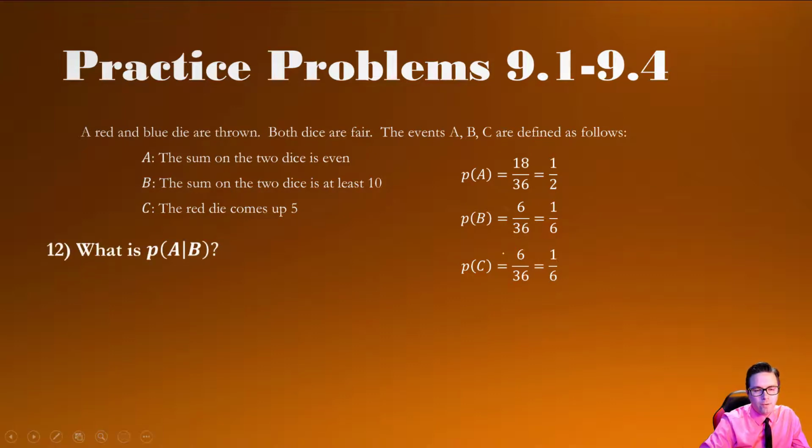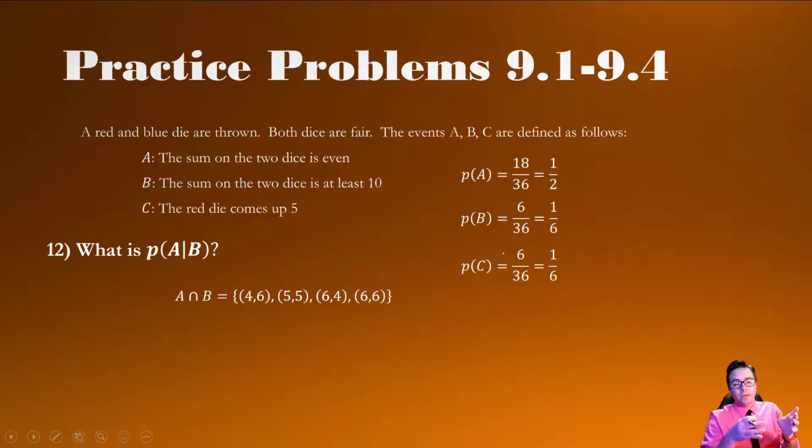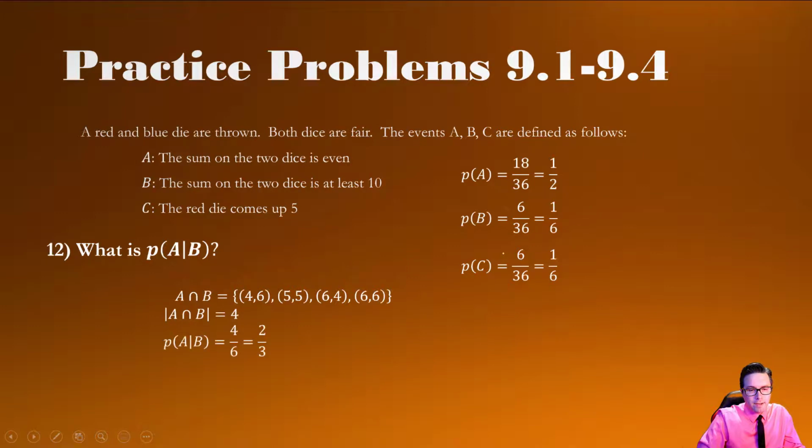And then for number 12, we have 4, 6, 5, 5, 6, 4, and 6, 6. That's the intersection of A and B. So what we did is we looked at the set of B and got all the pairs where they're both even or both odd. Okay, that's to satisfy A. Count the amount in there and divide by the amount of elements in B. And that ends up being 2/3. And that's your practice problems.